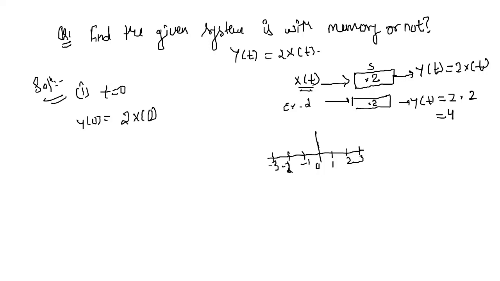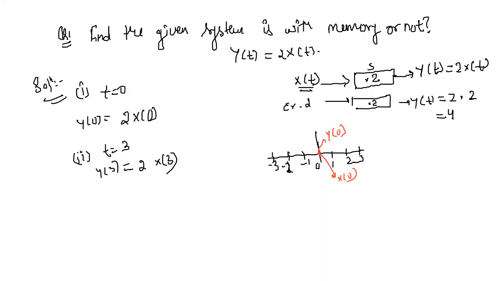You can see here, where is the output? The output is at 0. And where is the input? The input is also at 0. So output and input are both at the same time. If you want, take one more case. Let's suppose t is equal to 3, or any number. So y(3) is equal to 2x(3).